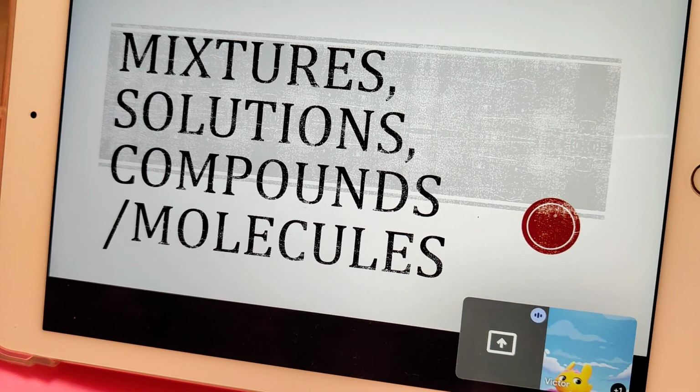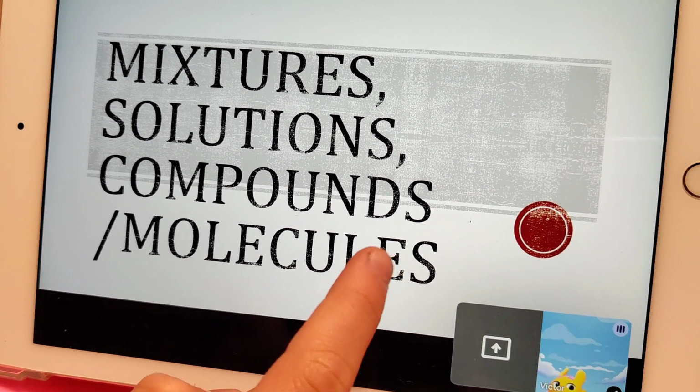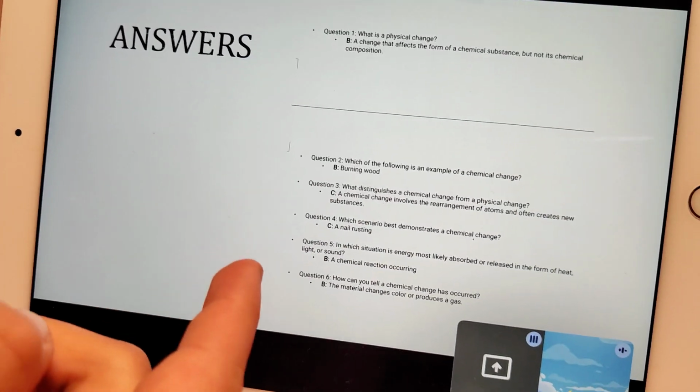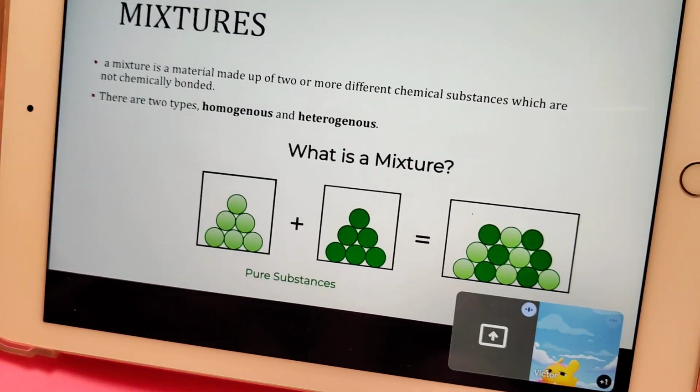Mixtures, solutions, compounds, molecules. Again. The name of the class. Yes. So these are the answers for the test.